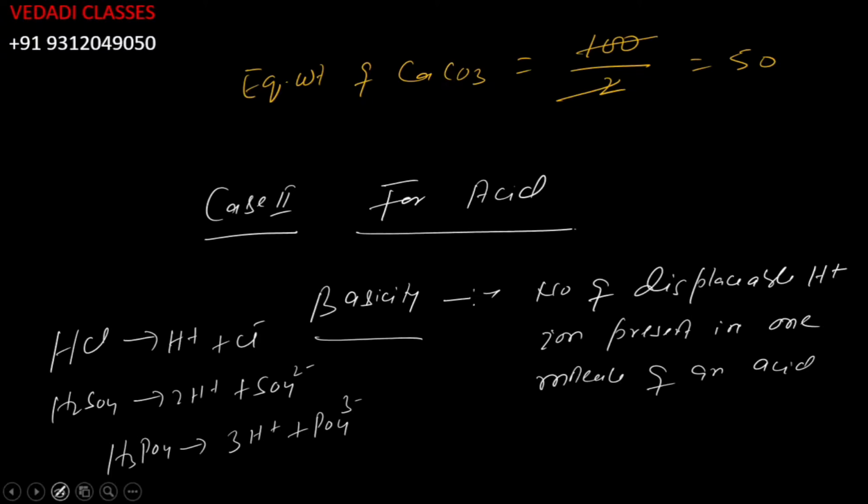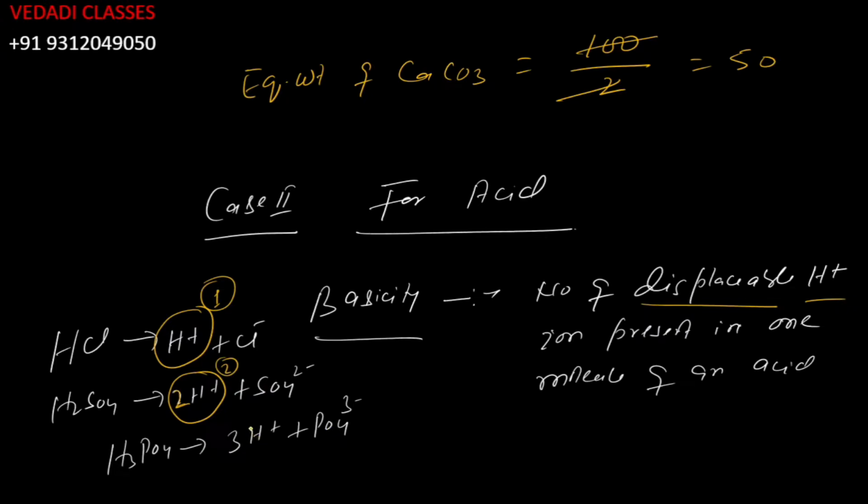In the case of HCl, the basicity is 1 because there is one displaceable H plus ion. For H2SO4, its basicity is 2 because it has 2 displaceable H plus ions, the protons. In the case of H3PO4, it is 3. So the number of displaceable H plus ions in one molecule of H3PO4 is 3. So this is about the basicity.